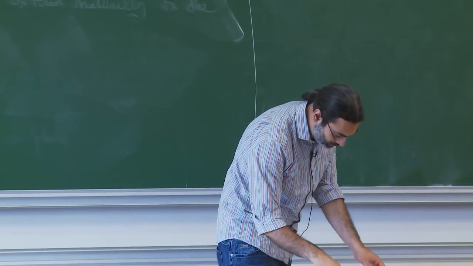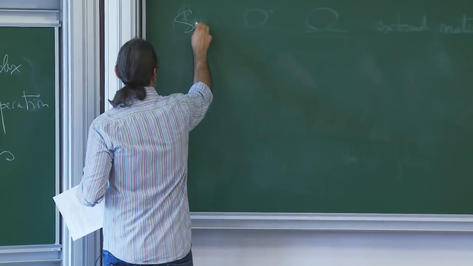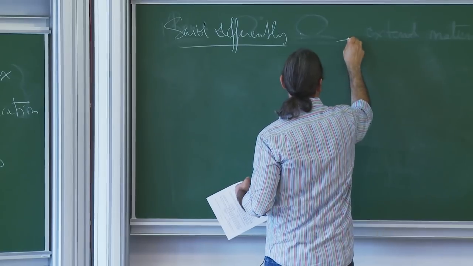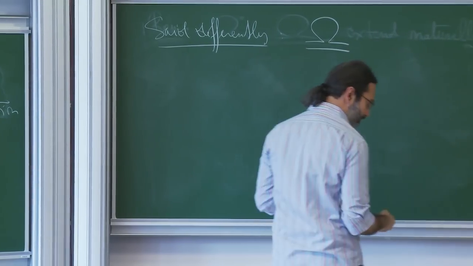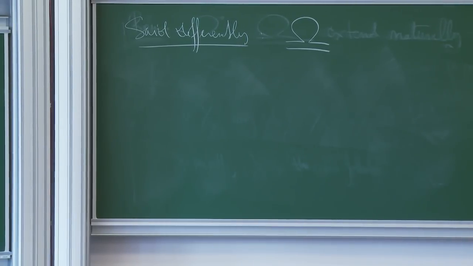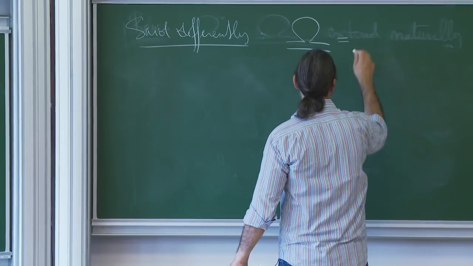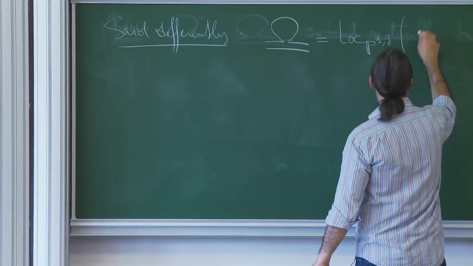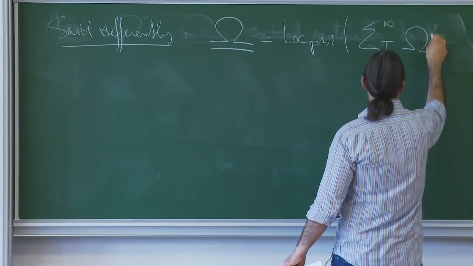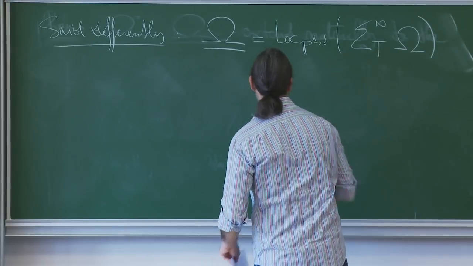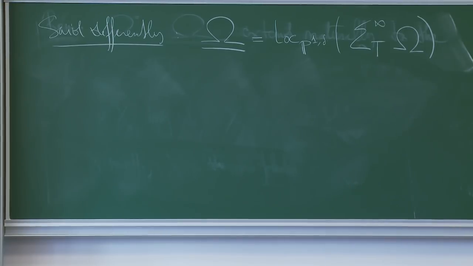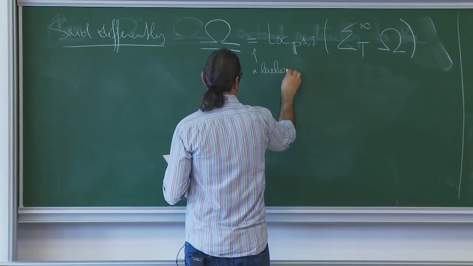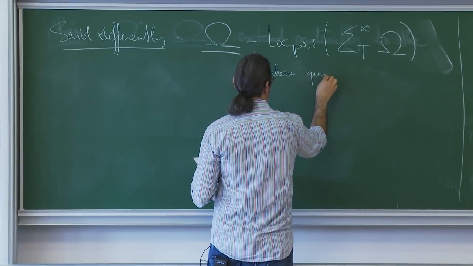Said differently, the de Rham spectrum that we are trying to understand is given by applying this localization functor level-wise on the infinite suspension spectrum, which we should consider as being much, much simpler than this one. And this is really a level-wise quasi-isomorphism, so it's really very strong.